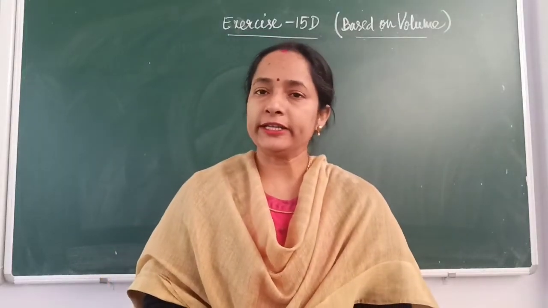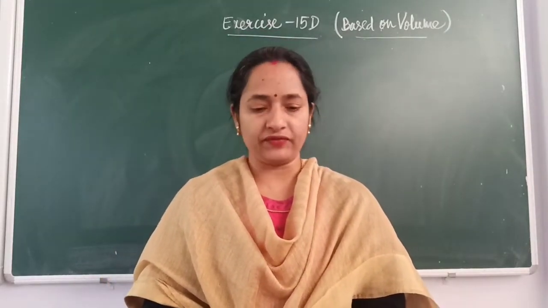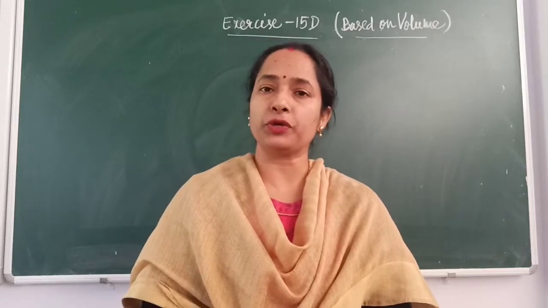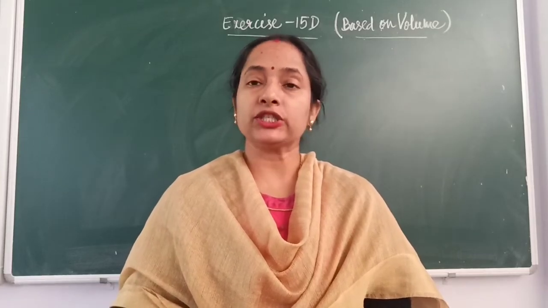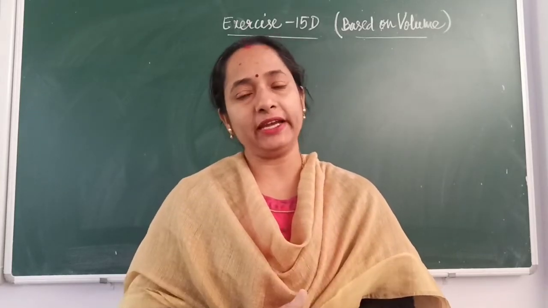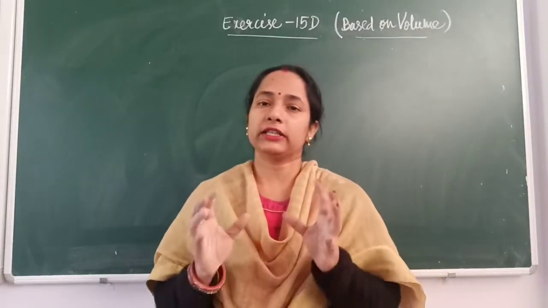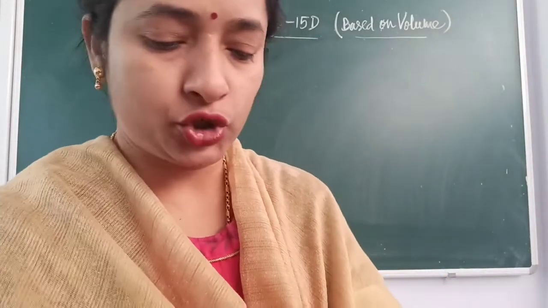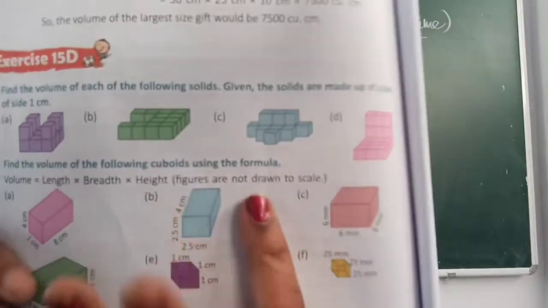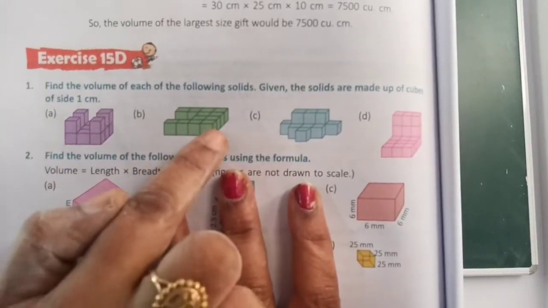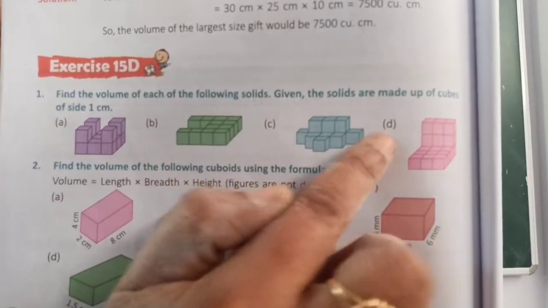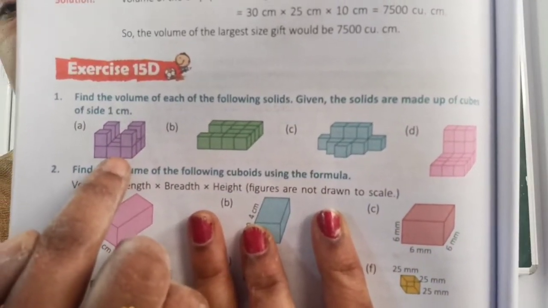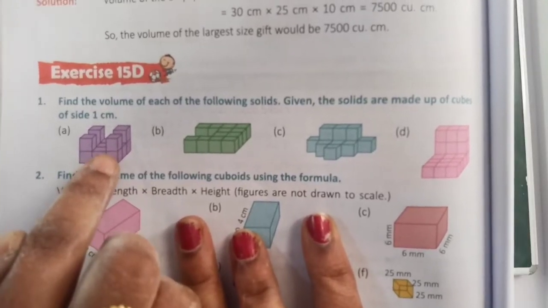So children, now let us discuss the questions given in exercise 15D. In exercise 15D, the first question is: find the volume of the following solids. The solids are made of cubes of side 1 centimeter. Let me show you the figures once. See, these are the figures given to you in question number 1, where all these figures are made of unit cubes, not squares, unit cubes.